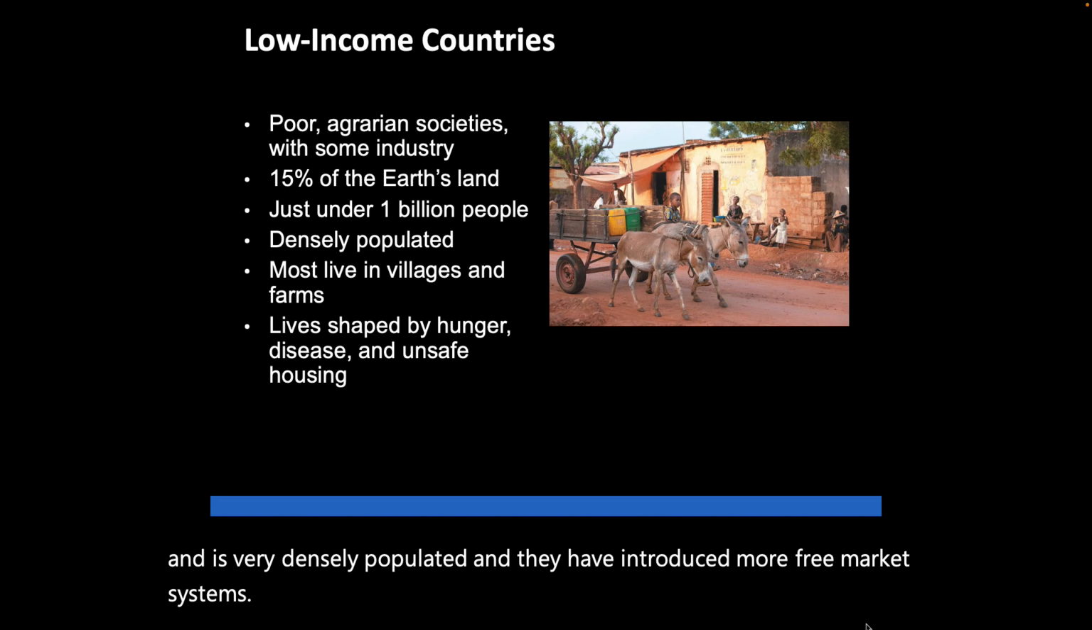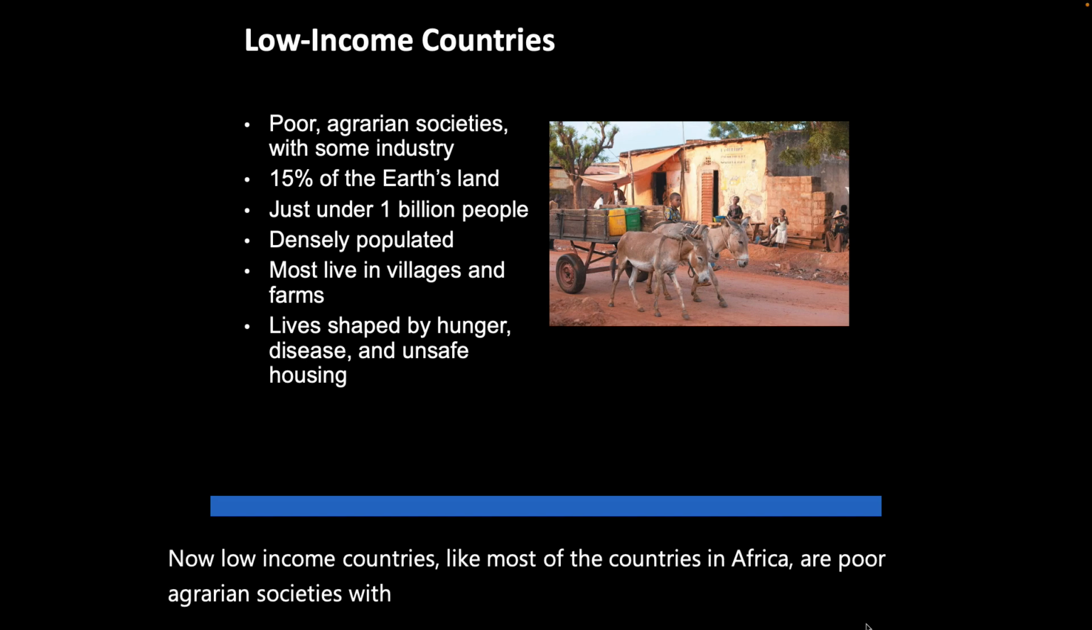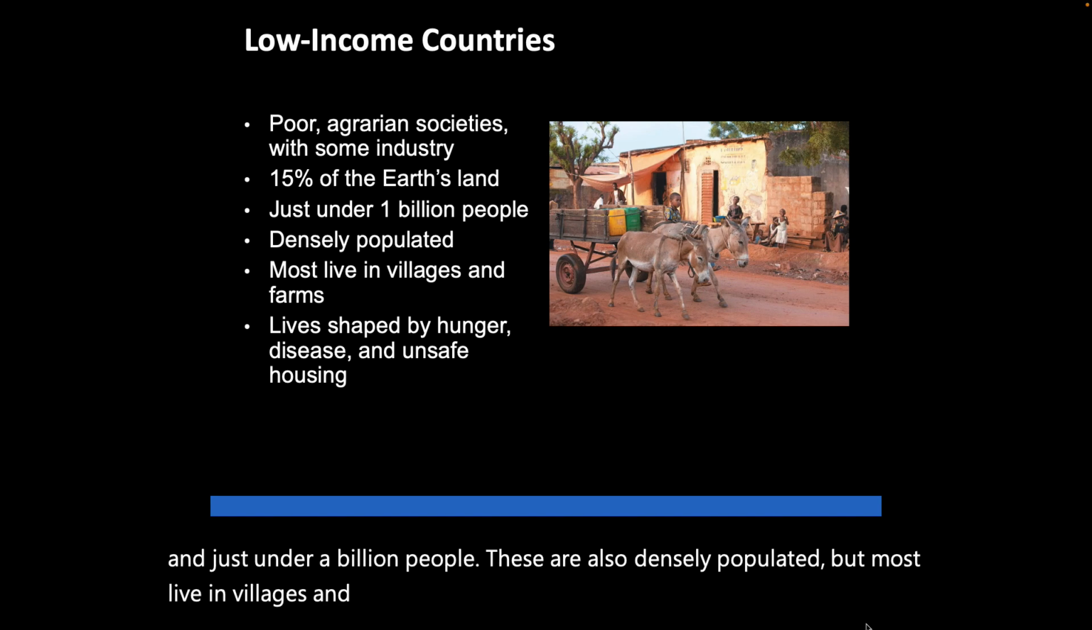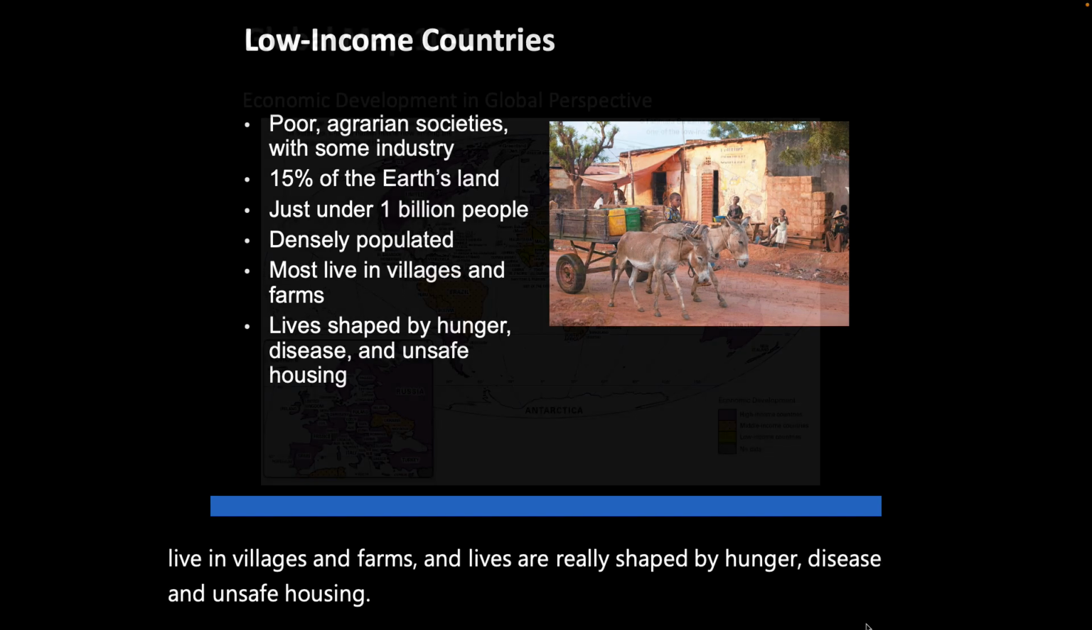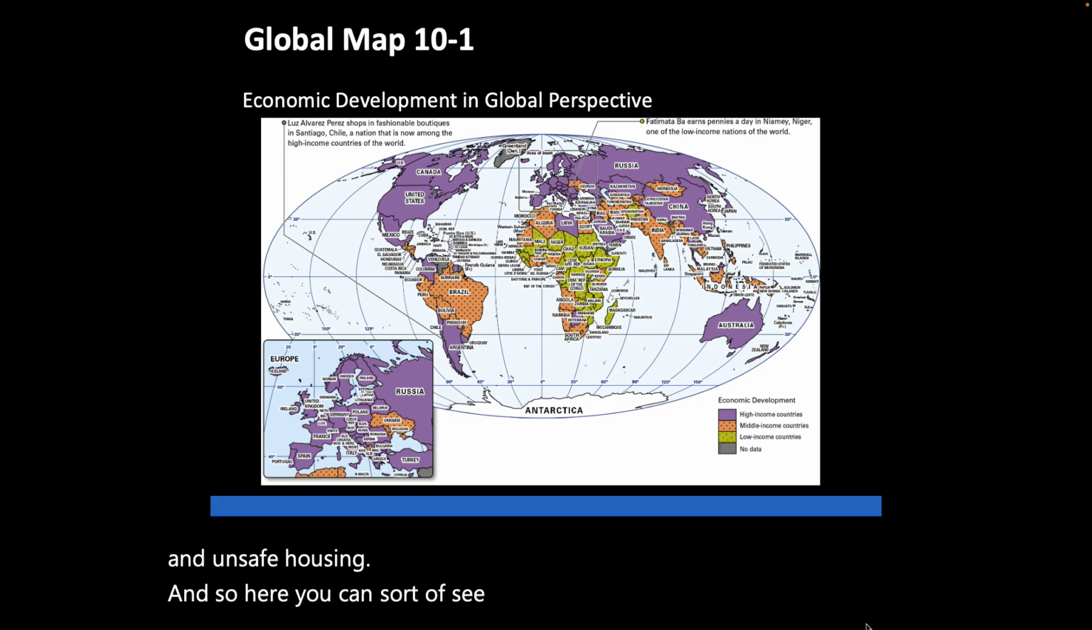Now, low-income countries, like most of the countries in Africa, are poor agrarian societies with some industry. It's about 15% of the Earth's land and just under 1 billion people. These are also densely populated, but most live in villages and farms, and lives are really shaped by hunger, disease, and unsafe housing. And here you can sort of see this breakdown globally.